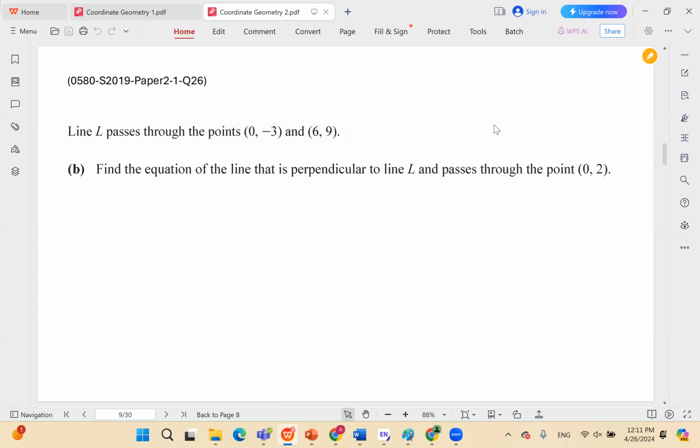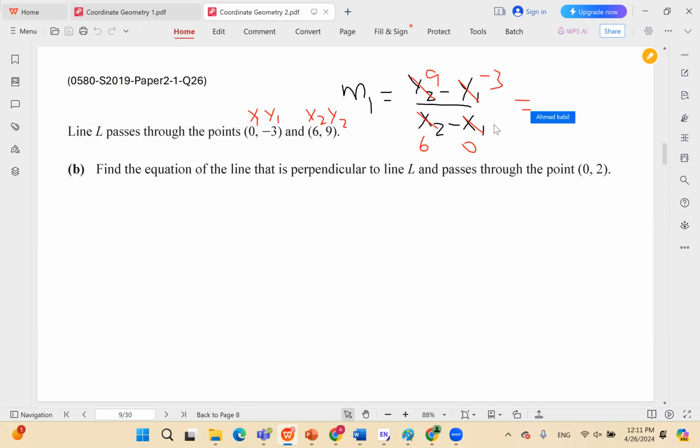Line L passes through the points (0, -3) and (6, 9). Find the equation of the line that is perpendicular to line L and passes through (0, 2). So let's first get the gradient of L. Let's call this M1. M1 equals y2 minus y1 over x2 minus x1. So this is 9, and this is -3, and this is 6, and this is 0. So we have 9 minus -3, which is 12, over 6 minus 0, which is 6. And the final answer for this is 2.